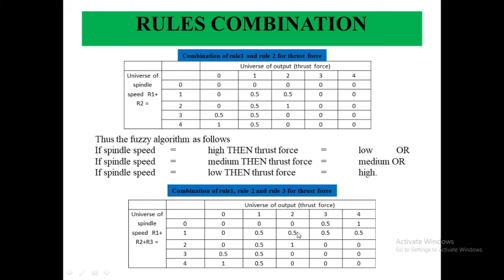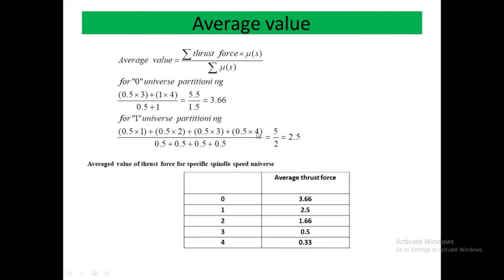2 is the mu s, 0.5 into 2. Similarly, 0.5 is the sum of thrust force into 3. 3 is the mu s. Okay. Finally plus 0.5 into 4. Okay.